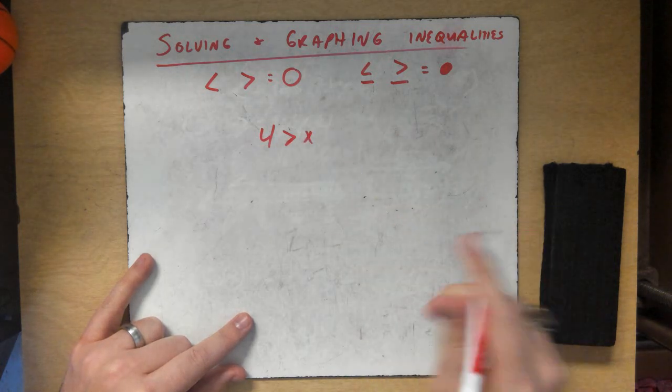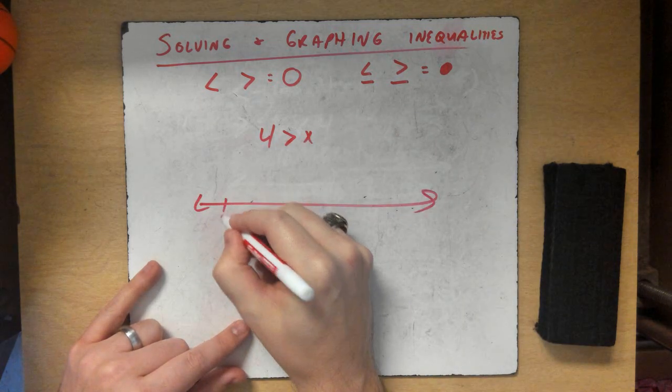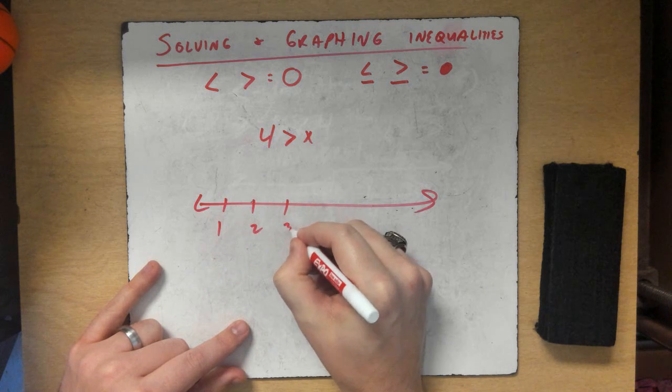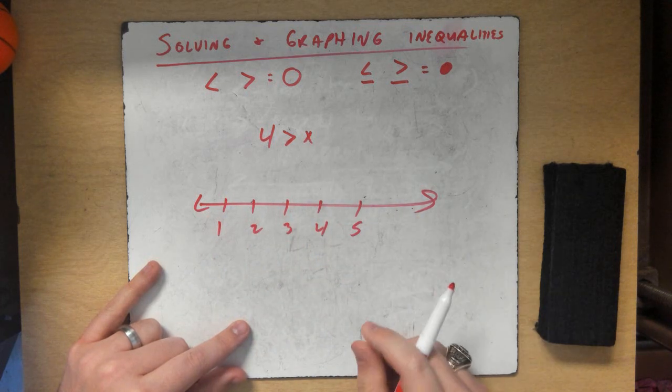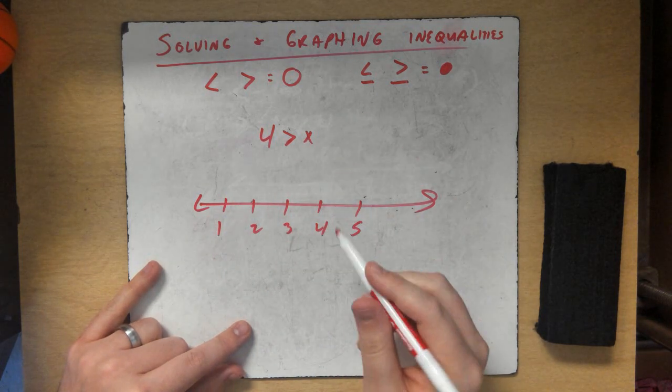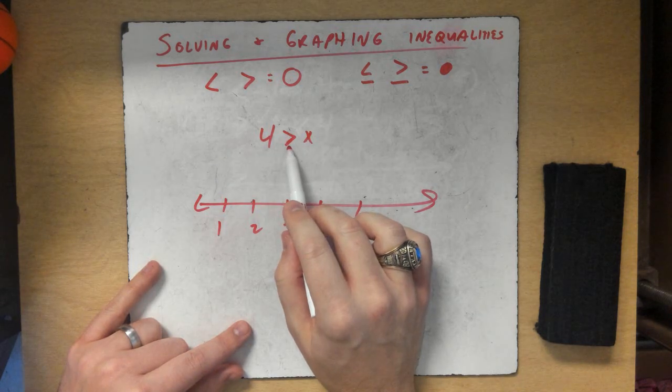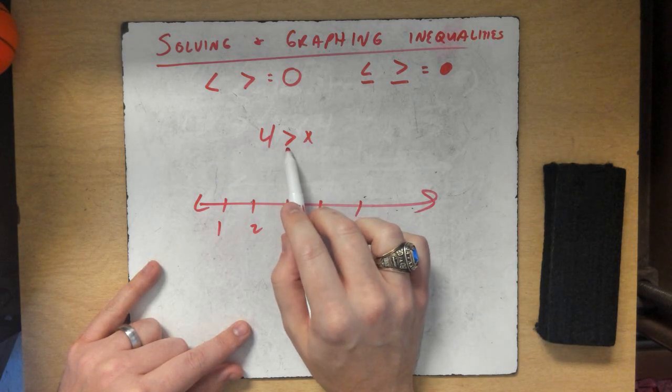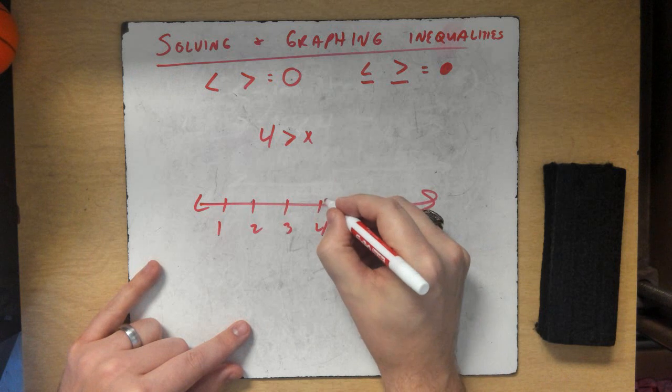Okay, so let's look at that. All right, and we'll do the same thing. 1, 2, 3, 4, 5. Okay, so what if our number is first? Well, we still do the symbol first. Our symbol is a greater than symbol here. There's no line, so we draw a circle on 4.